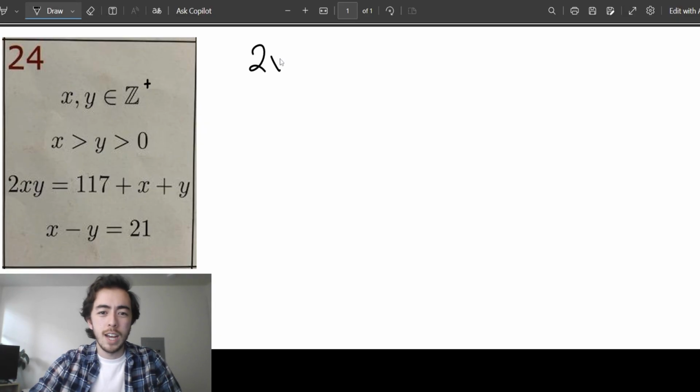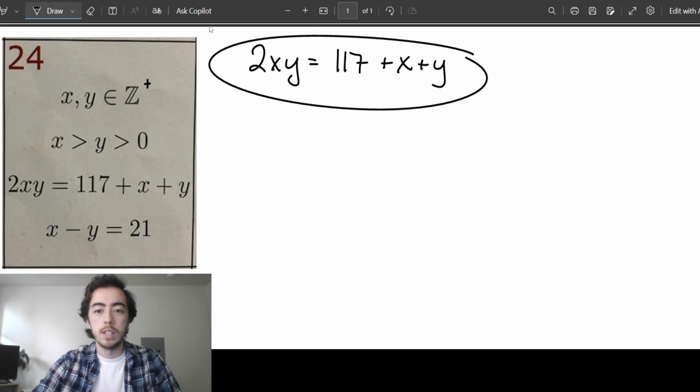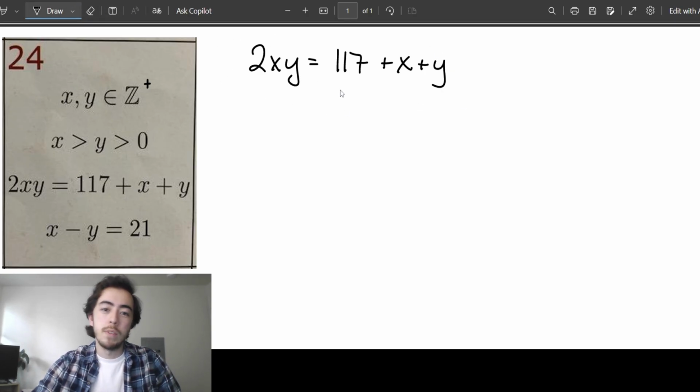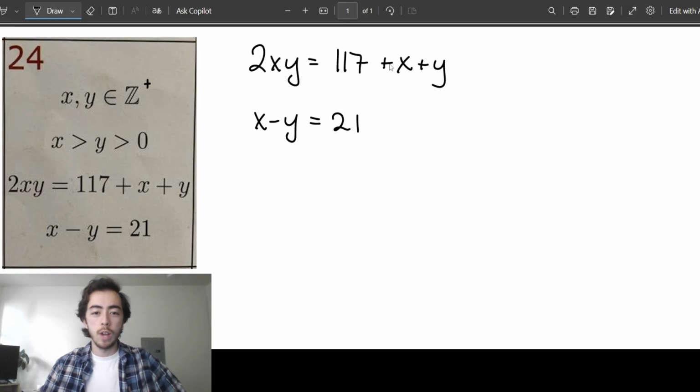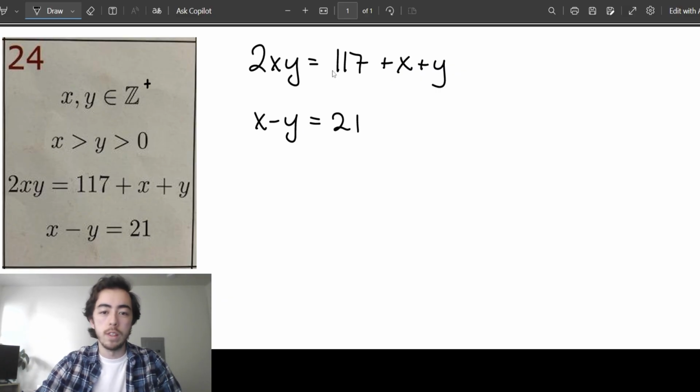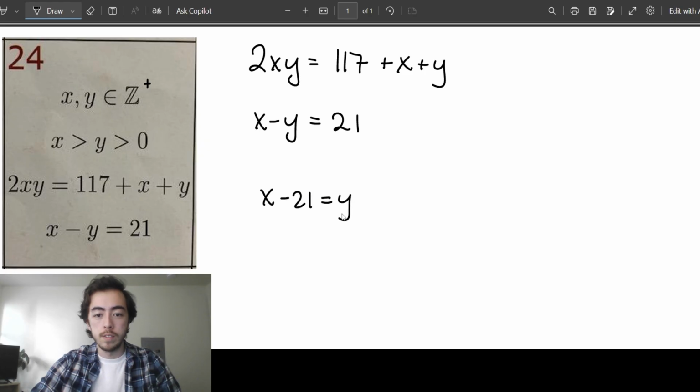So this is a non-standard system of equations here. It's strange to have both x and y on both sides of this equation. But then the second one is simple, just x minus y is equal to 21. And normal strategies would be to isolate one of the variables. Maybe we'd isolate this y, if I add it over here and then subtract the 21, I could just say that y is the same as x minus 21. We would plug that in here and here.